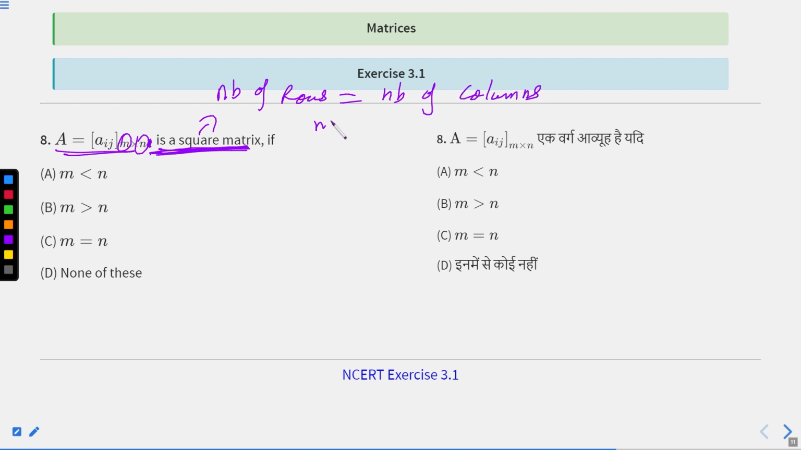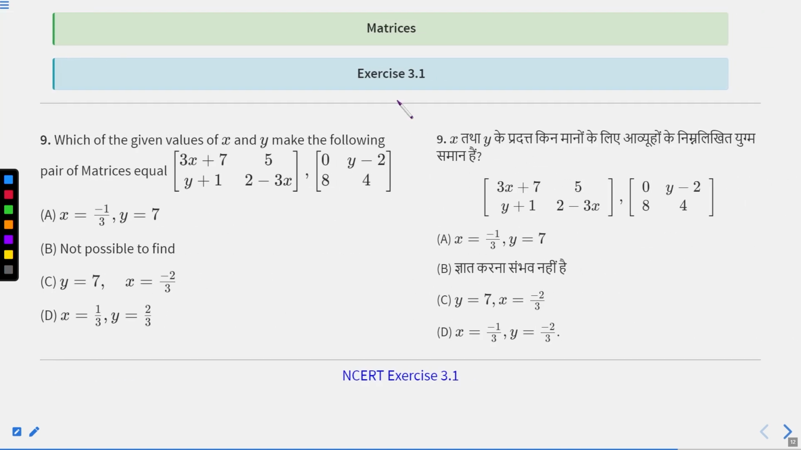So this means m must be same as n. So my option C must be true, or must be the correct answer. Okay, so for a square matrix, the number of rows must be same as number of columns, so m must be equal to n.